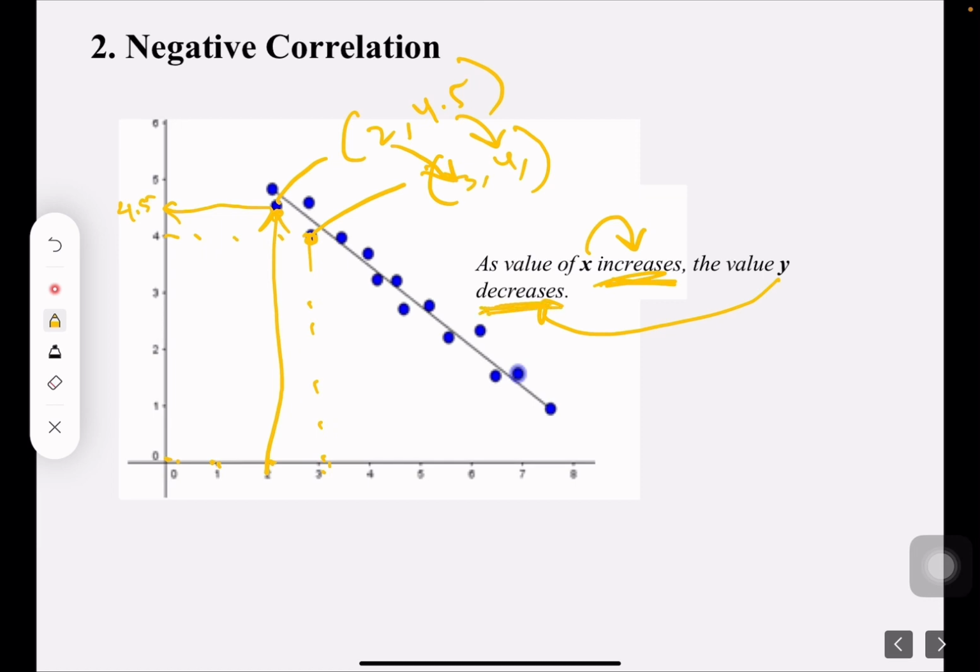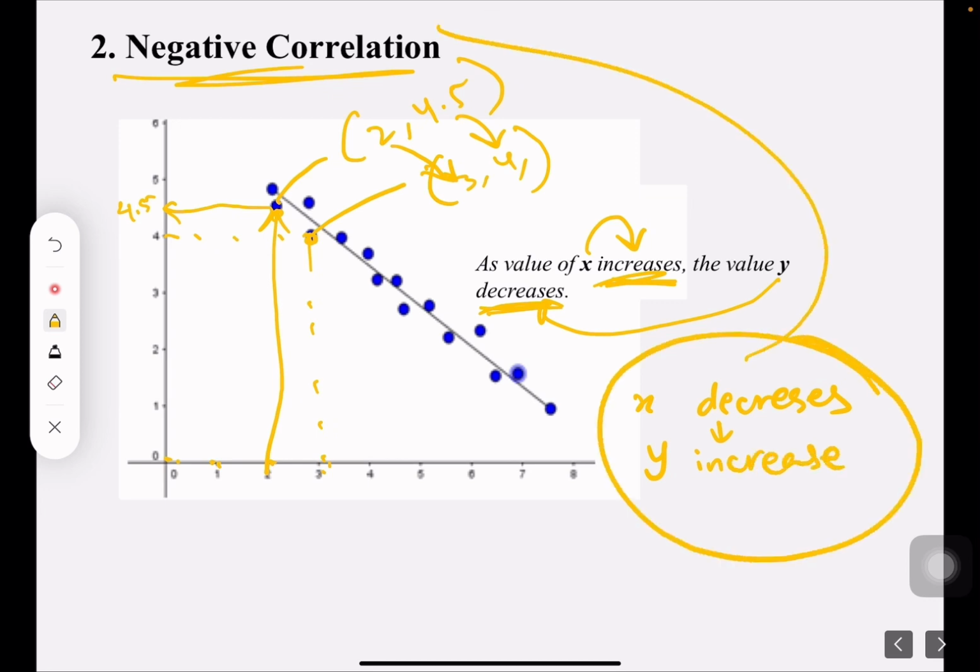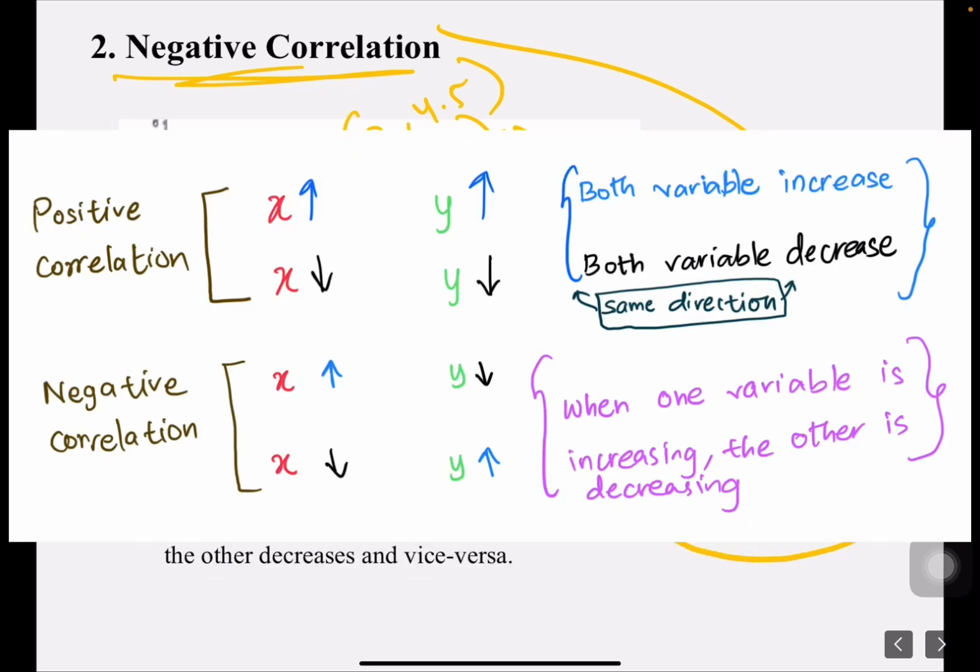So hence this is known as negative correlation, which means the other way would be, if your x is decreasing, for negative correlation, what do you think should happen to y? Opposite, right? So y should increase. So if this is so, then it is known as negative correlation.